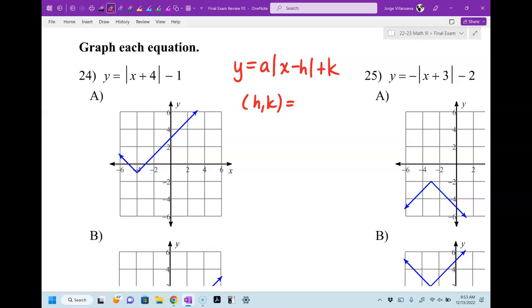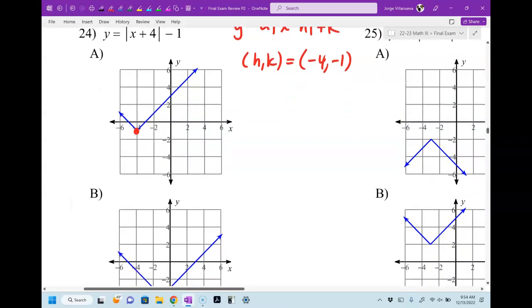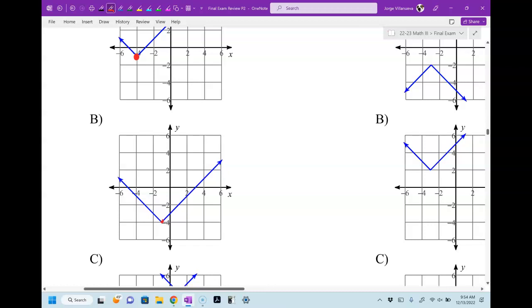Okay? So look at my equation for 24. Where is my vertex? -4, -1. Okay, now that I know -4, -1 is my vertex, I'm going to look to see which graphs have a point, the little sharp edge there, at -4, -1. So let's see, -4, -1. This one makes sense, so that one's a candidate. This is at -1, -4, that's not right.